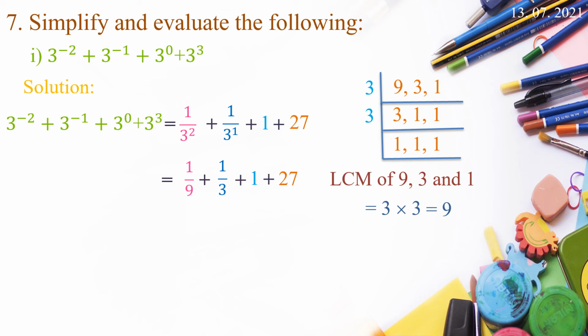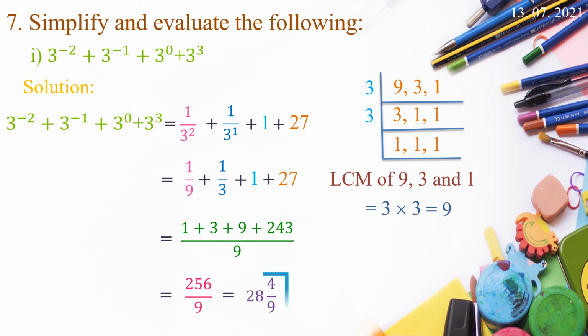Now, with 9 as a denominator, we have to convert all the terms to like terms. You know very well that you have studied this in the previous class. On doing so, the sum becomes 1 plus 3 plus 9 plus 243 divided by 9. And adding numerator, we get 256 divided by 9, which is equal to 28 4 by 9. This is the solution. 28 4 by 9 is the solution for this sum.